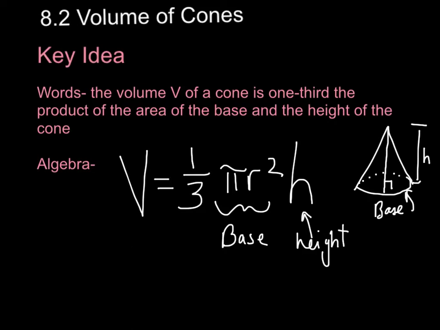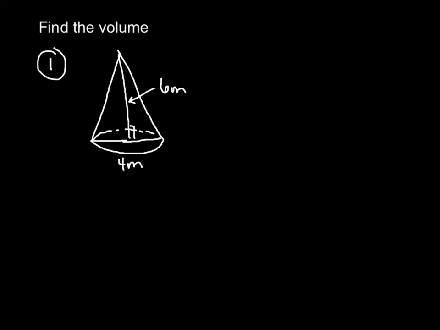Once again, all you're going to do is take your formula, write it down, plug in your information, and then just solve your equation. So if we're looking at example 1, find the volume of the cone and round your answer to the nearest tenth. So if we look at problem 1, we have a cone with a height of 6 meters and a diameter of 4. So we're going to take our volume and write down our formula.